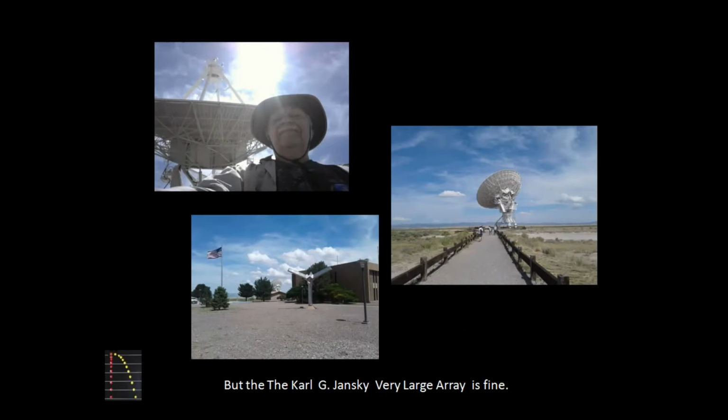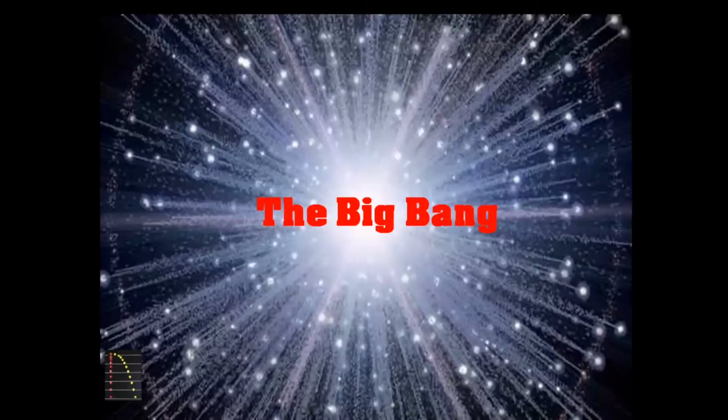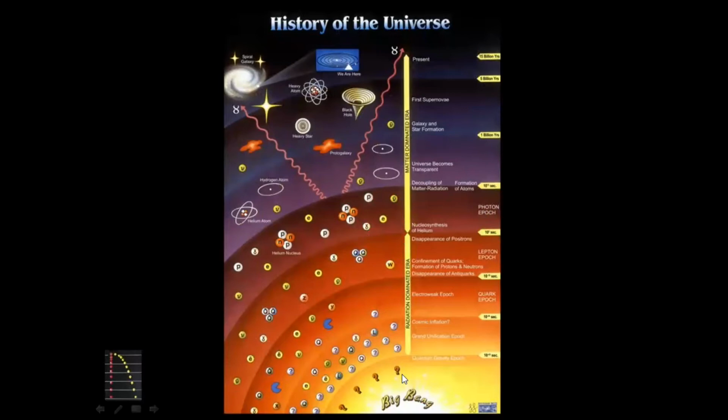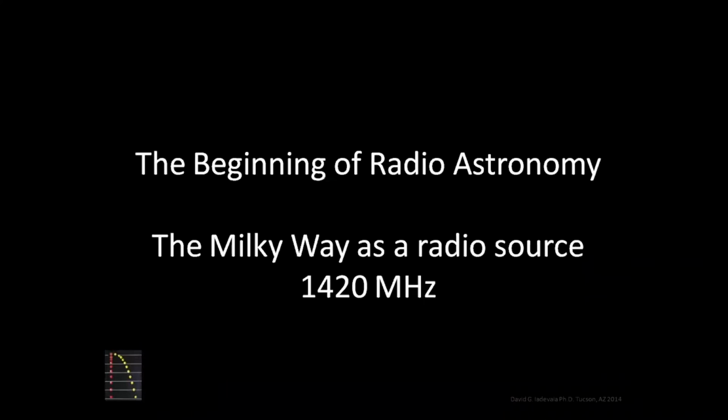So when did this all begin? Well, it all began with the Big Bang a long time ago. And what happened then? If we look at this timeline, you end up with the Big Bang, and then the separation of matter from energy, and then things got interesting for us. So the beginning of radio astronomy, as we're familiar with it, dealt with the detection of the Milky Way as a radio source. And of course, this was a big surprise when it happened.